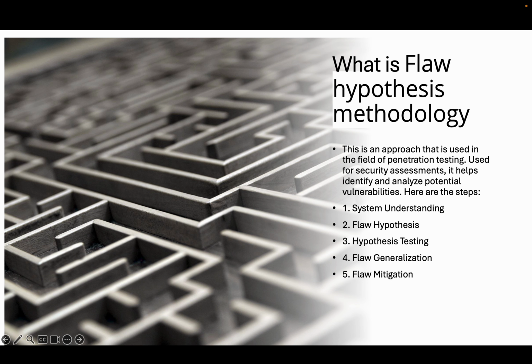Number four is flaw generalization. It's a step of analysis for any potential discovered vulnerabilities. It also helps boost security measures across different systems. And then flaw mitigation is known to be the overall mitigation of any potential and new flaws and vulnerabilities that can be across the actual system itself. So these are the five steps of the flaw hypothesis methodology.